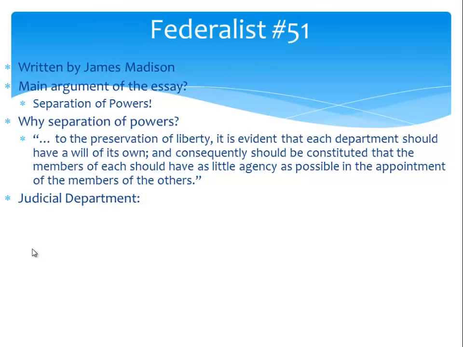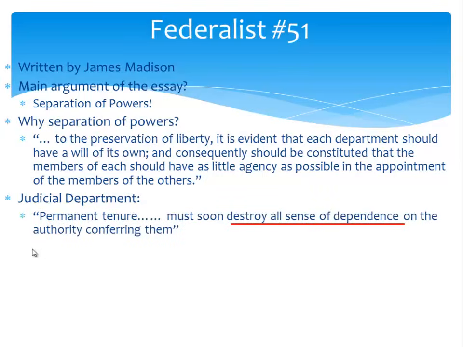Rather, they have their own separate things, and there's ways to check them, but their main goal is not to control the other one. So let's talk about the judicial department. He argues that permanent tenure, in other words, judges serving for life, must soon destroy all sense of dependence on the authority conferring them. So why are judges appointed for life according to Federalist 51? It's so that they are not dependent on the people appointing them.